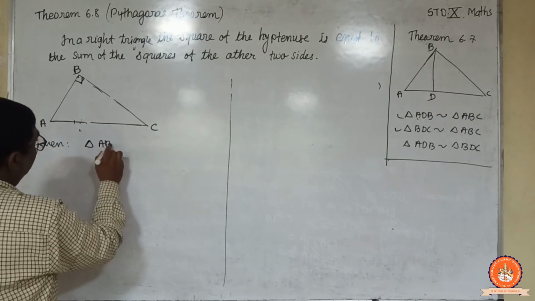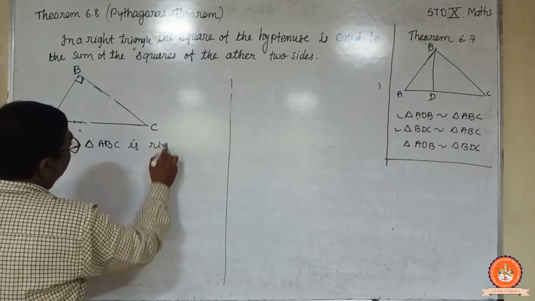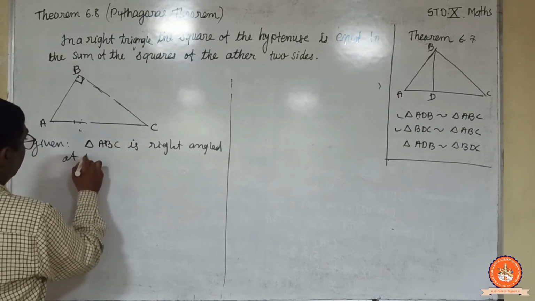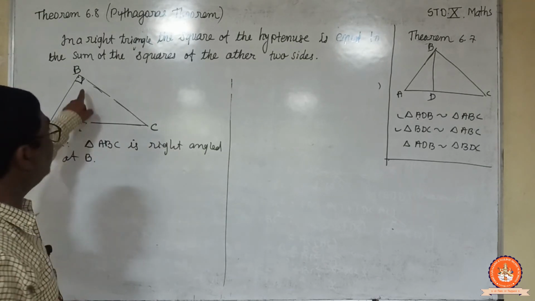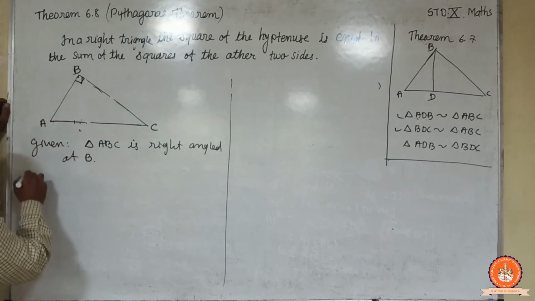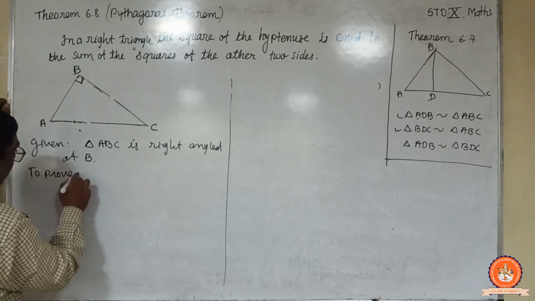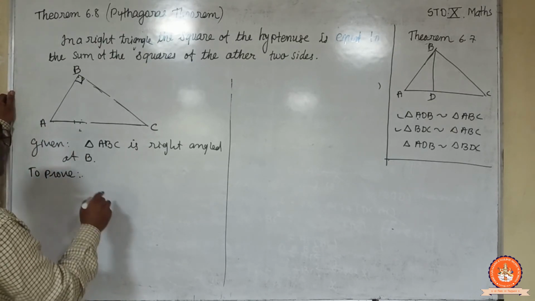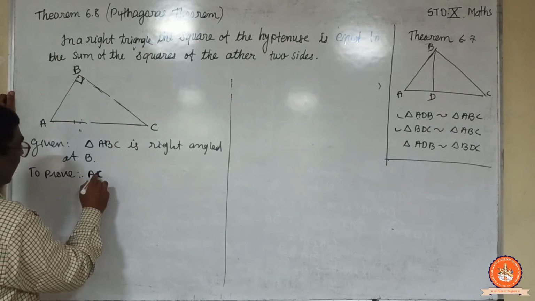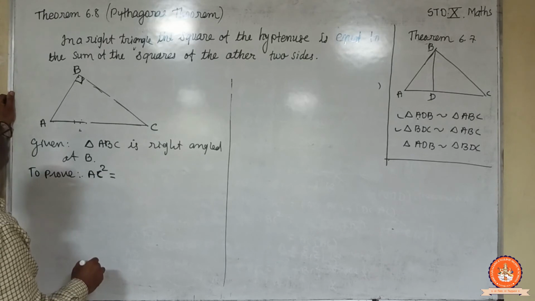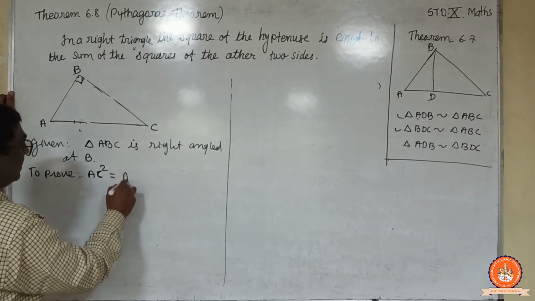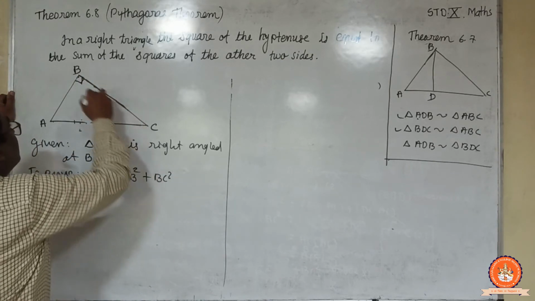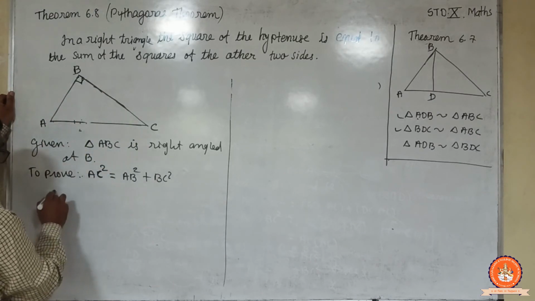Triangle ABC is right angled at B. Okay, so triangle ABC है उसमें B right angle. So this is a right triangle. Now what we want to prove? We want to prove that the square of the hypotenuse, AC का square, AC square is equal to the sum of the squares of the other two sides. It's AB square plus BC square. Okay, so AB square plus BC square, that we want to prove.